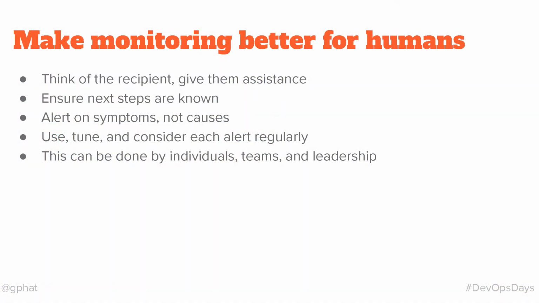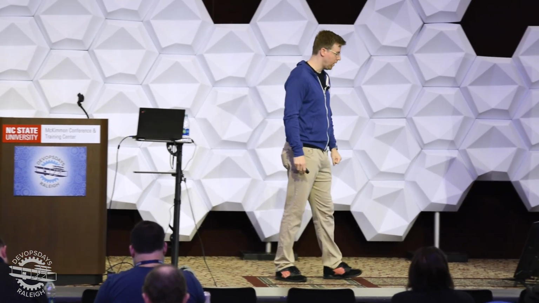So I'm not sure why I have another slide about making things better for humans, but I do, so we're going to talk a little more about it and say that we need to think of the recipient and give them assistance. Really, that's what we're doing here. We often think of ourselves being alerted, but we're actually alerting our friends, teammates, coworkers, even our future self who at 3 o'clock in the morning is not nearly as sharp. We need to ensure that the next steps are known, that we know what we're going to do with this thing.